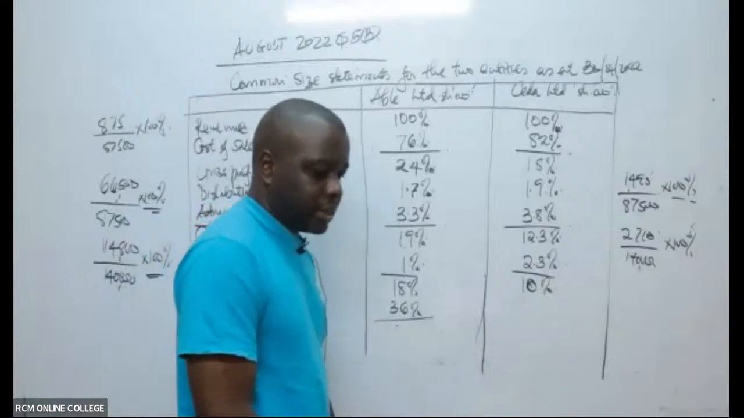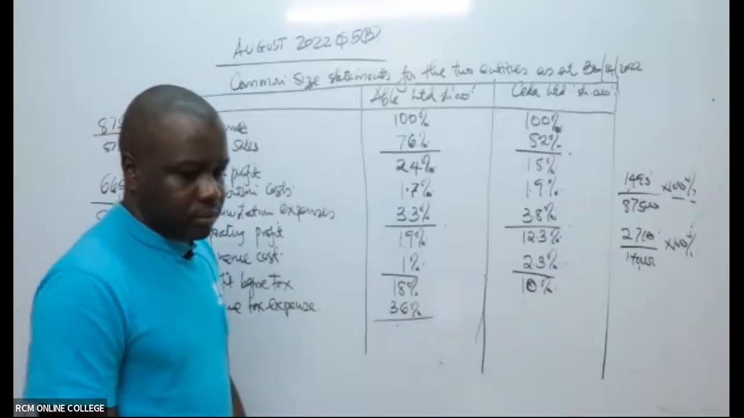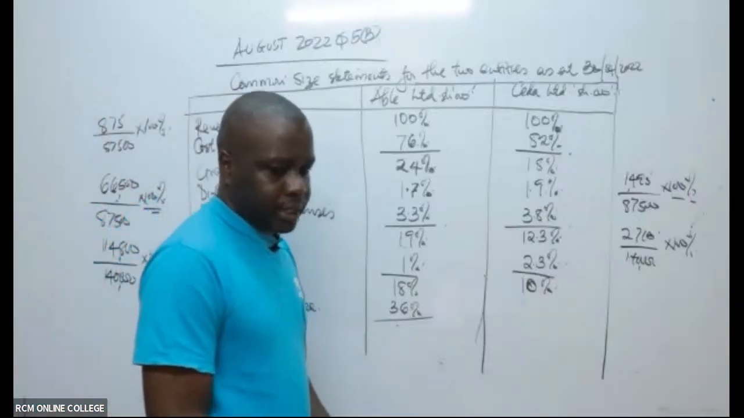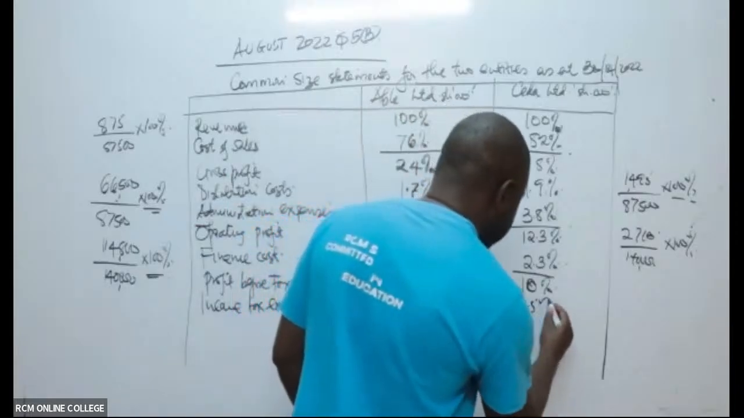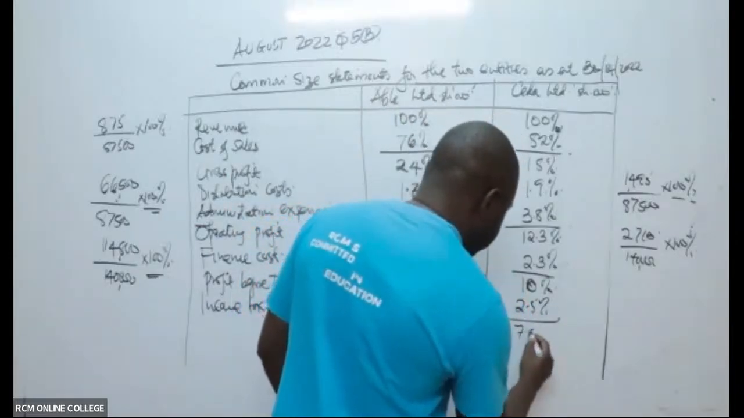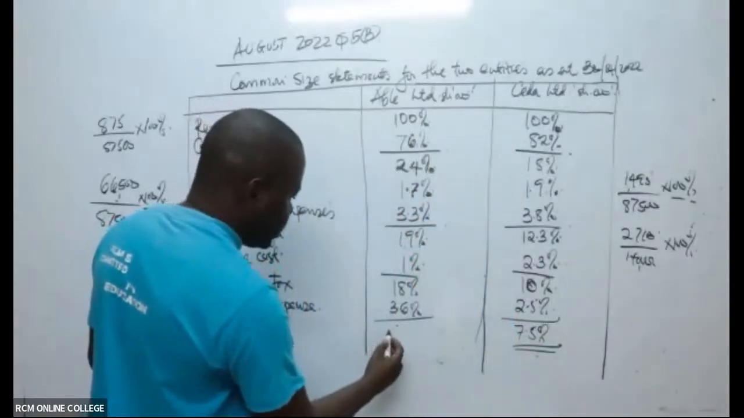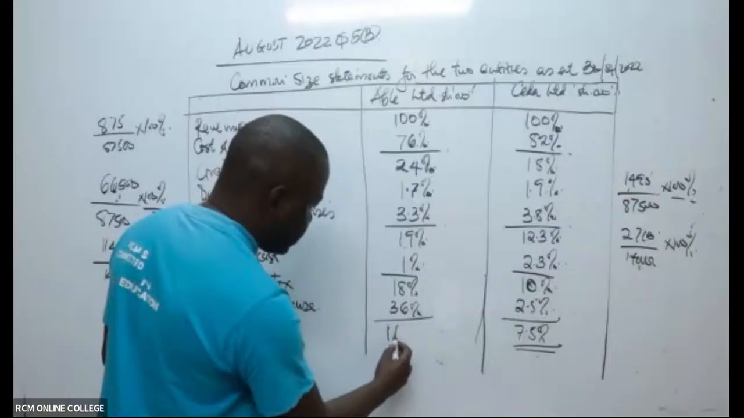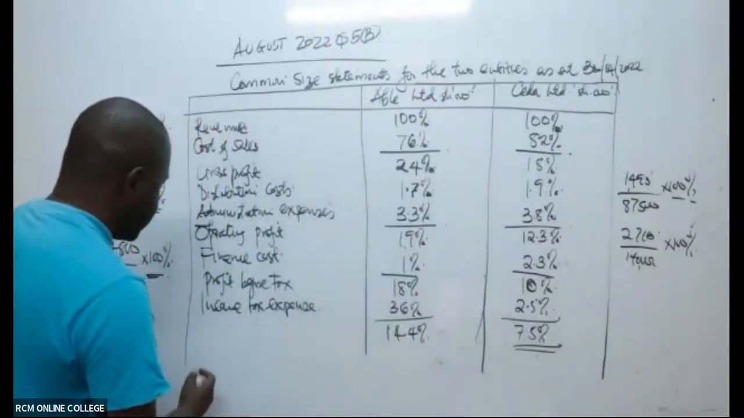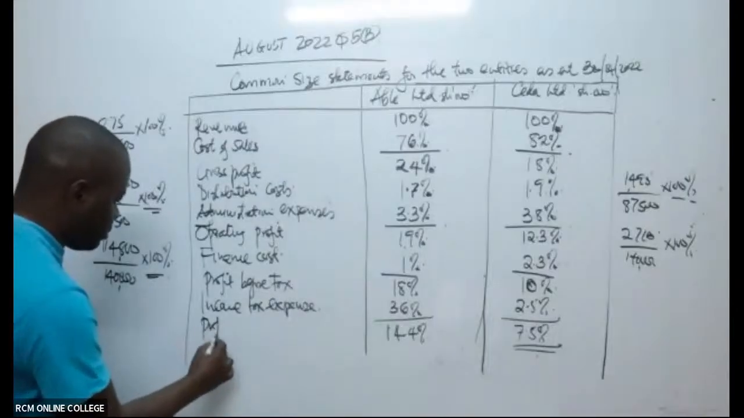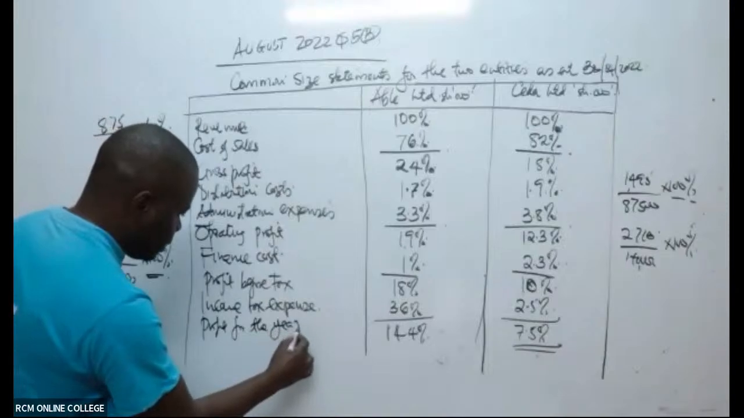You take 3.5 divided by 87,500. You are getting 2.5%. Yes, 2.5%. So this will be able to get 7.5%. This one will be able to get, is it 14.4%? So this becomes the profit for the year.